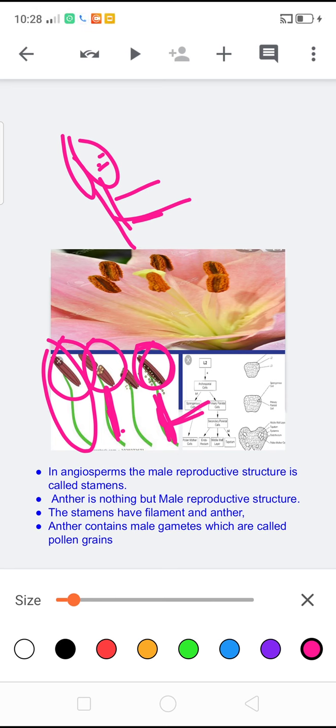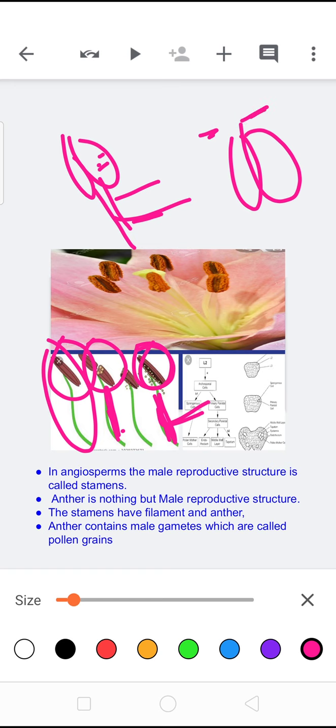The anther is of two types. One is dithecous anther and the second one is monothecous anther. Anther having two lobes, this one is one lobe, this one is one lobe, or two thecae, is called dithecous anther. It is found in most plants.